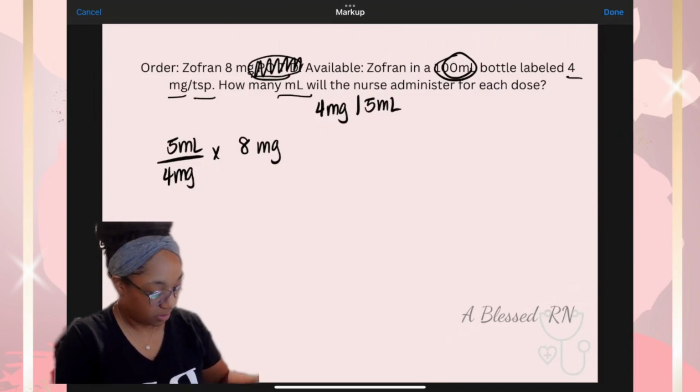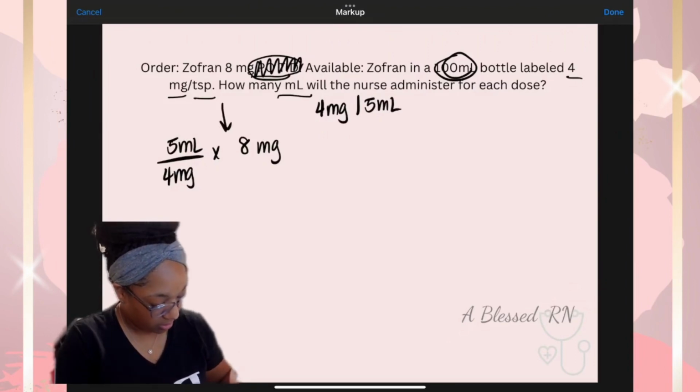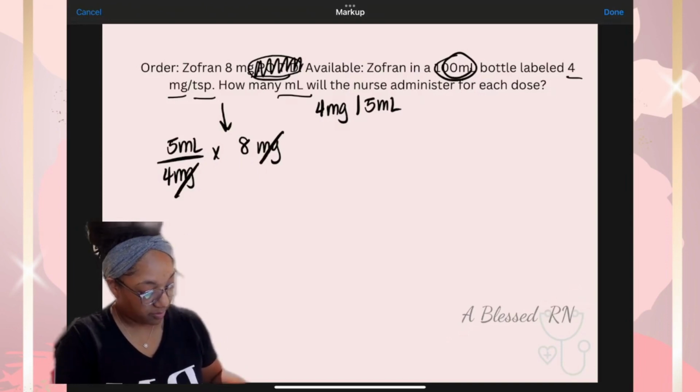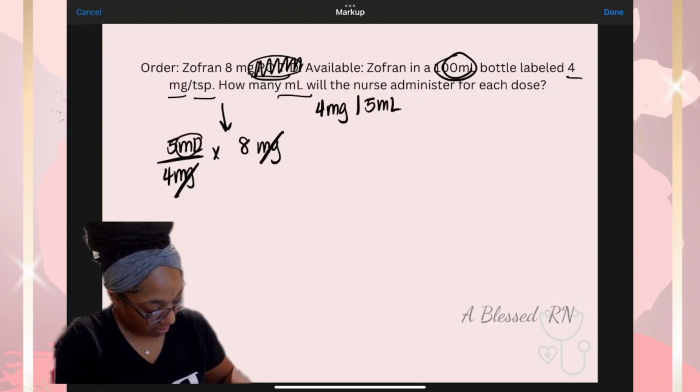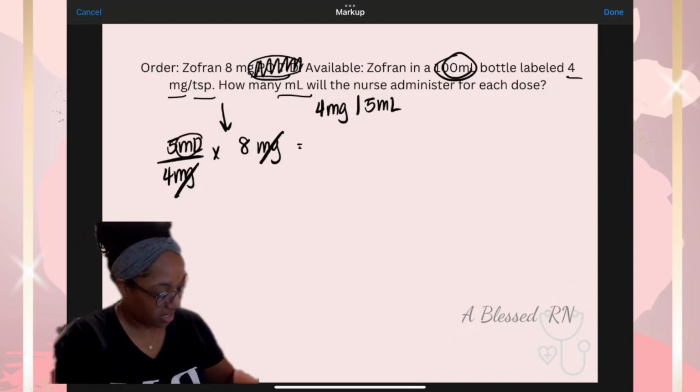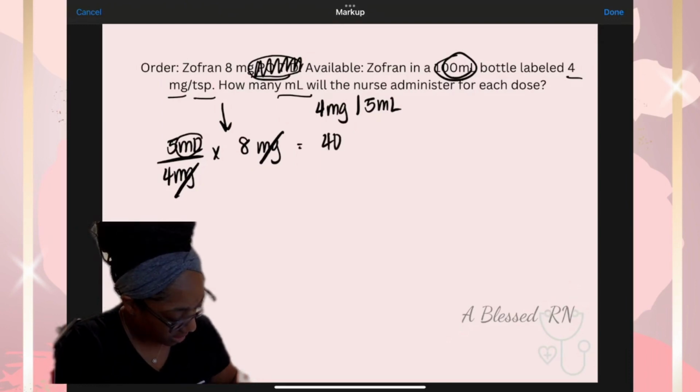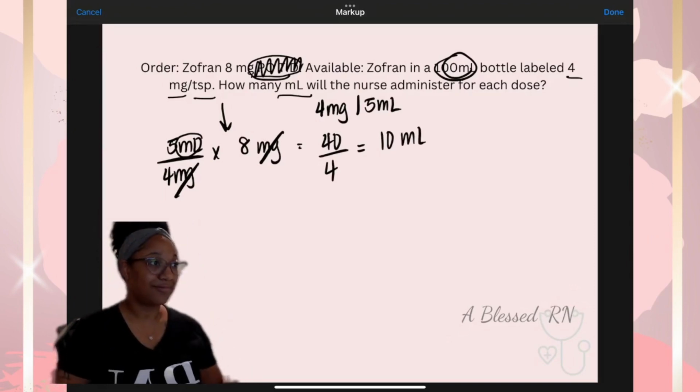You don't need all of that. You just need this right here to get your one dose. So our milligrams cross out, and we're left with mLs. So 8 times 5 is 40 divided by 4. So we are going to give 10 milliliters.